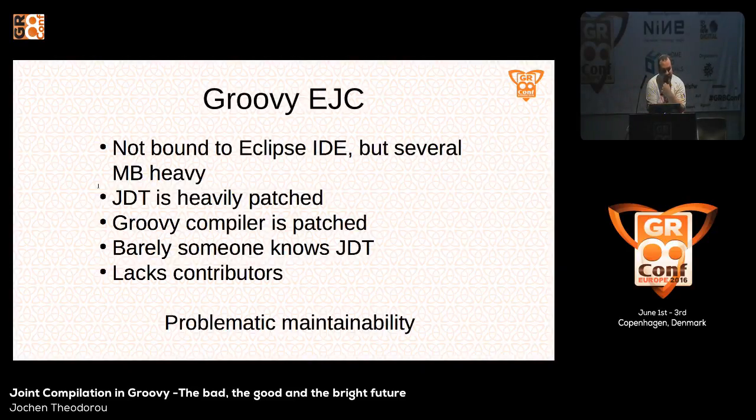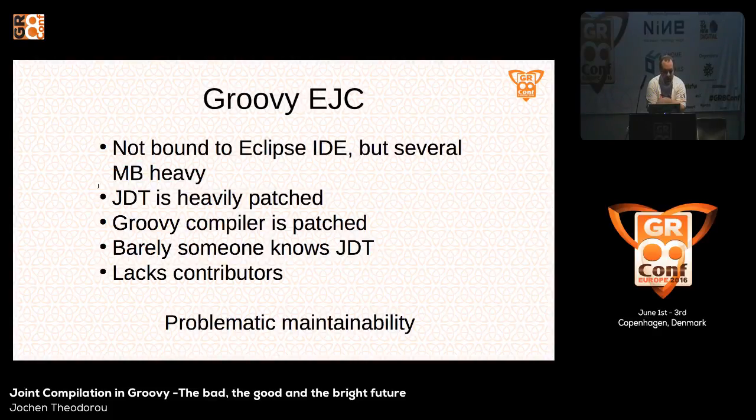Even though the Eclipse compiler is not bound to the IDE, it's several megabytes heavy. It means if we would have this as our standard solution for the compilation, the Groovy distribution will get several megabytes more heavy, and it's already too big. And additionally, this is not standard JDT. This is a heavily patched JDT. And that is because the guys that do JDT are not so eager to open JDT to our languages. It's for Java, not for our languages in the first place.